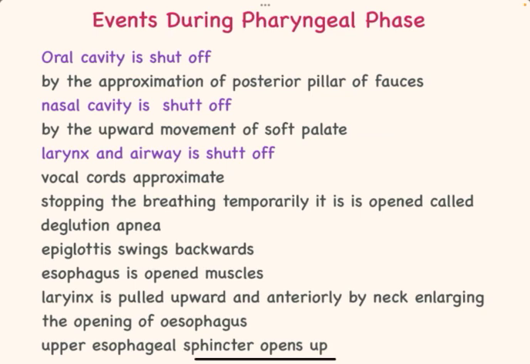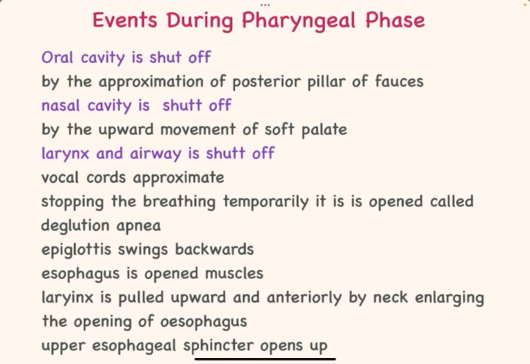Now about the events during the pharyngeal phase. The main event during the pharyngeal phase is to stop the passage of the bolus to cavities other than the esophageal cavity. For this, first of all, the food should not be regurgitated back to the oral cavity, so the oral cavity should be shut off, and it is by the approximation of the palatopharyngeal folds. Now, the food should not be regurgitated to the nasal cavity, and the nasal cavity is shut off by the upward movement of the soft palate.